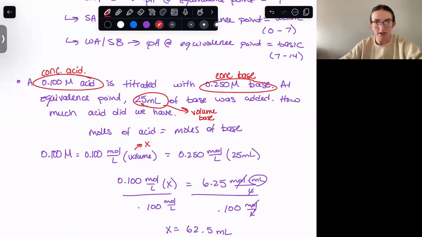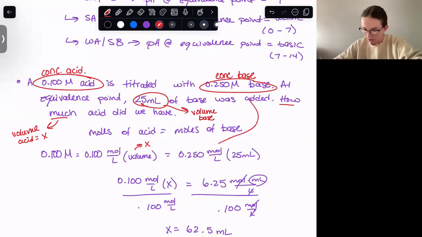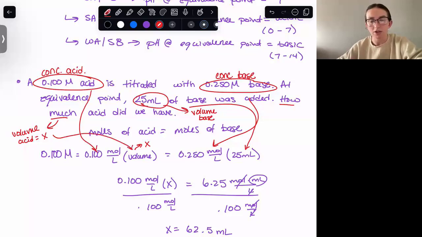And how much acid did we have? This is looking for volume acid, which is x. So now I look at my numbers and I say, okay, I know my base stuff always has to stay together and my acid stuff always stays together. So now I can plug in what I know to each of the points in my equation, and then I stay a little bit more organized as I'm setting up that initial formula that you're using.